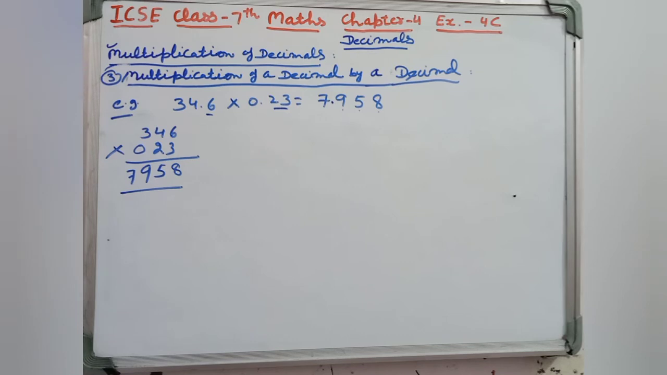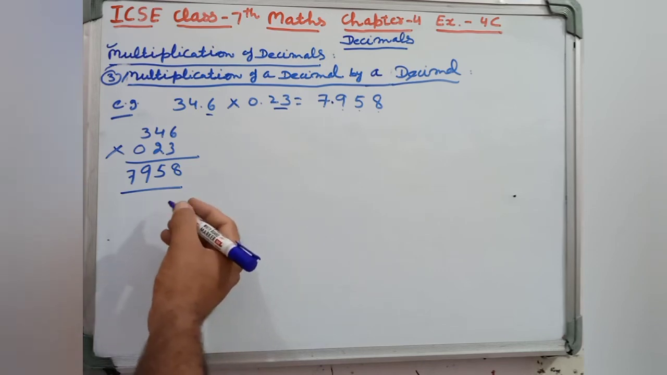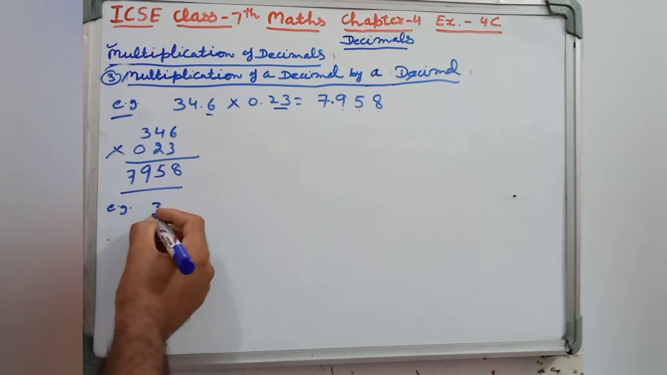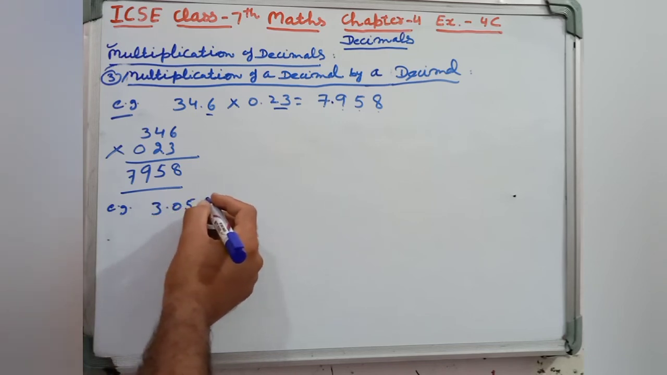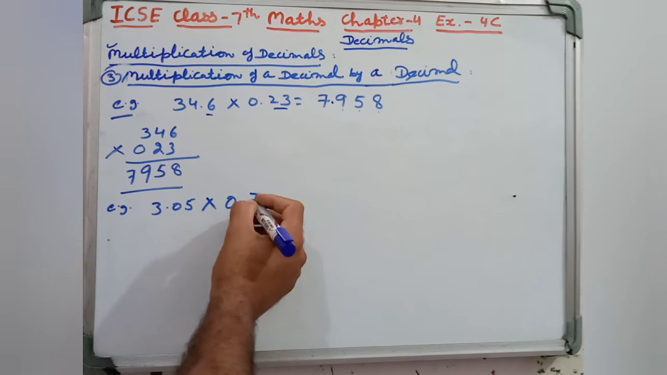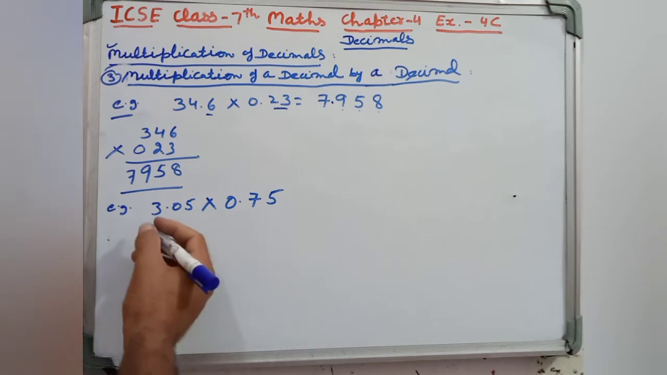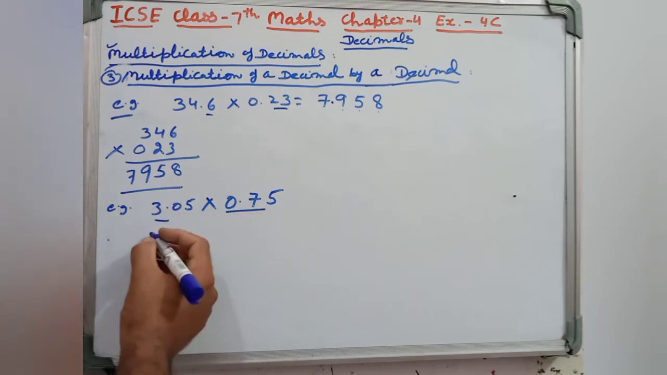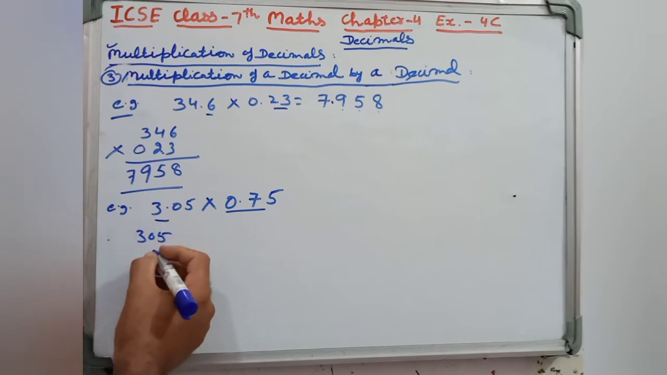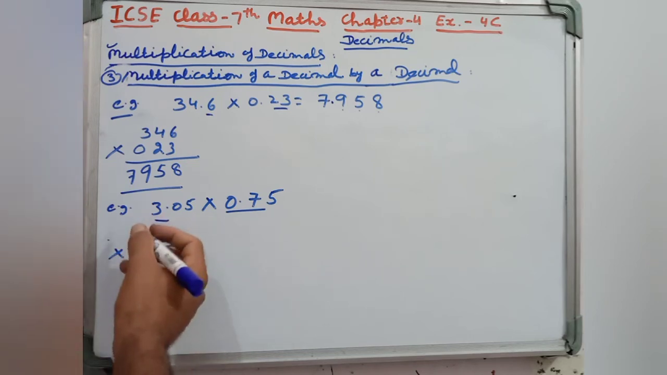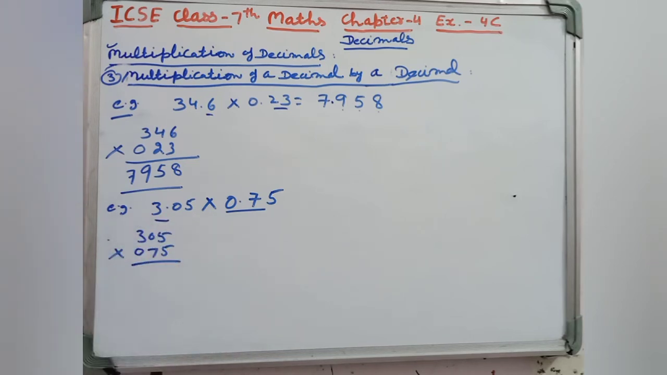Right? We will take another example. 3.05 has to be multiplied by 0.75. Right? So do it in the traditional way, the simple way. 3.05 by 75. We will do multiplication by this. I will do it by shortcut by putting 0 here.